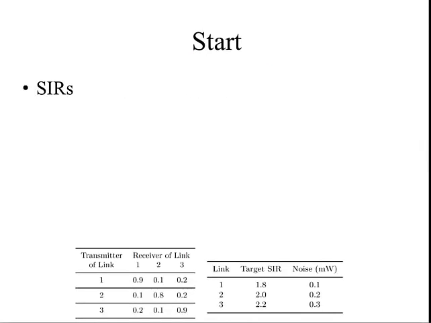So given that we're starting at 2 milliwatts, then we can use that to calculate the initial signal to interference ratios. And so first thing we have to say is how do we get each of these values that's in the SIR equation? The SIR is equal to the signal divided by the interference plus the noise.